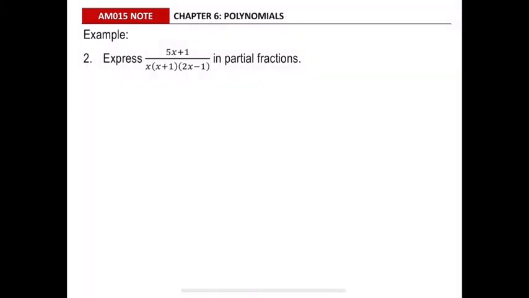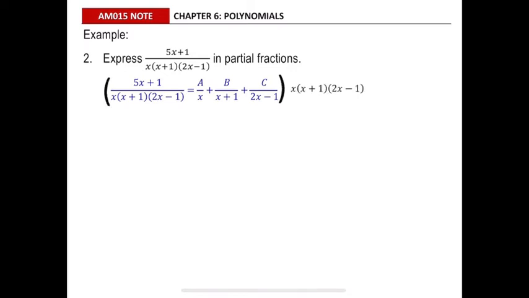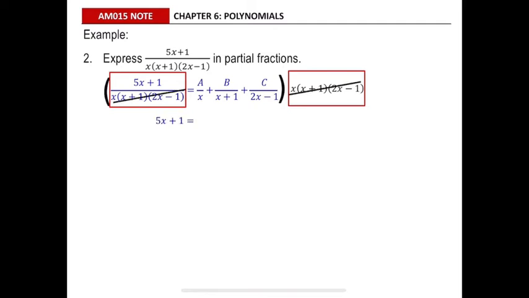For this example, the denominator has three linear factors, so we can break it down into three partial fractions. Now we want to find the values of A, B, and C. So we multiply the whole equation with the denominator, x times (x plus 1) times (2x minus 1). We will multiply these first, which will cancel the denominator and leave 5x plus 1.